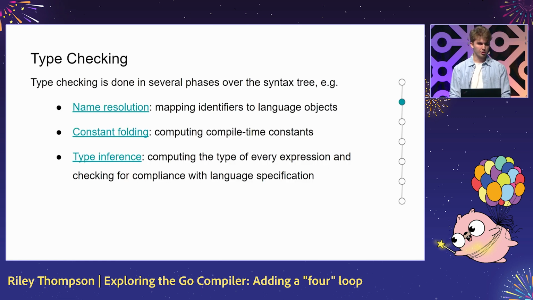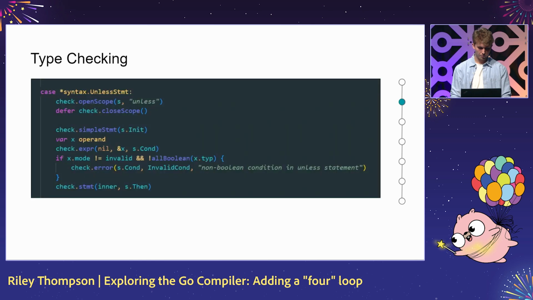Type checking is done in several phases over the syntax tree, performing tasks such as name resolution, where we map identifiers to objects, constant folding, where we compute compile time constants, and type inference, where we compute the type of every expression and verify that there are no type mismatches. So what does this actually look like in the code?